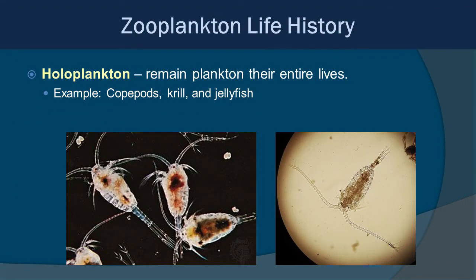Now, we can group zooplankton in 2 different categories based on their life history. We have holoplankton and meroplankton. Holoplankton remains plankton their entire lives, which means they never change. They're always in the plankton community. That would be copepods, krill, and jellyfish. They are plankton their entire lives.